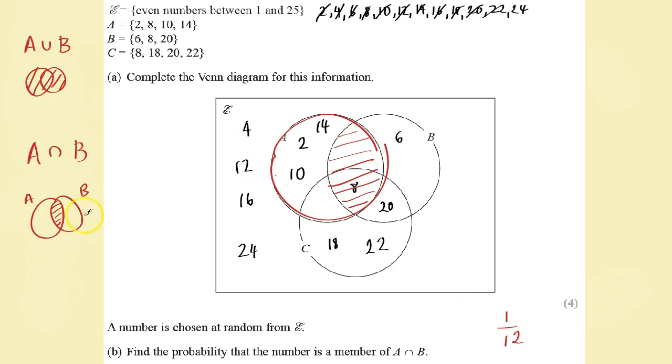Okay, so that's quite important to be able to answer questions like that. This one is the union, both areas added together. This one is the intersect, just the overlapping area.